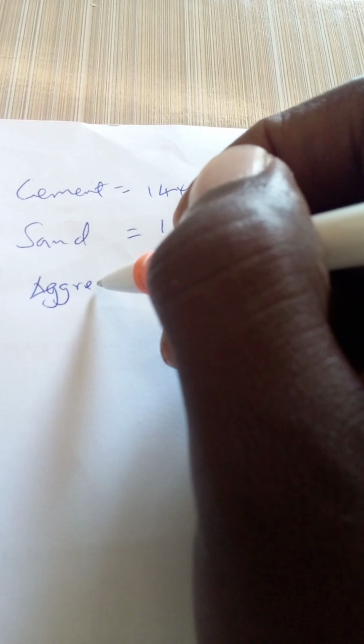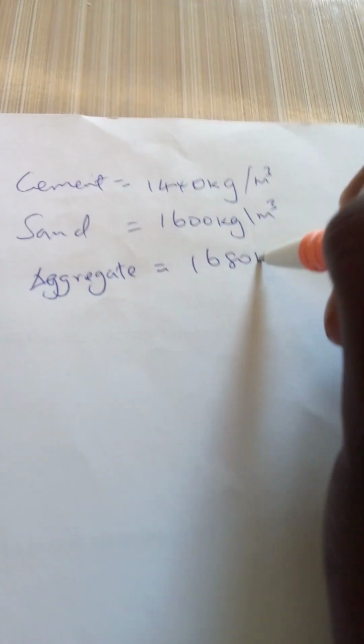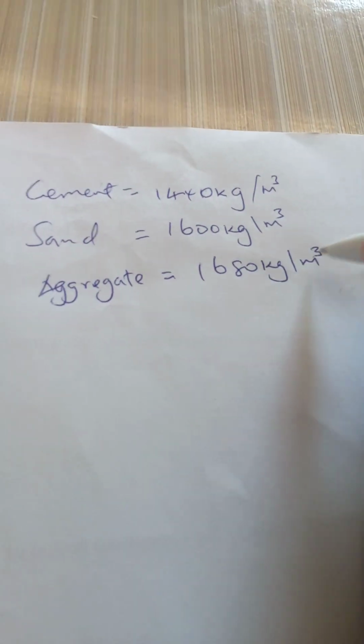So the density of cement is normally 1440 kilograms per cubic meter. And then the density of sand, we are going to use 1600 kilograms per cubic meter. And then the density of aggregate, we are going to use 1680 kilograms per cubic meter.